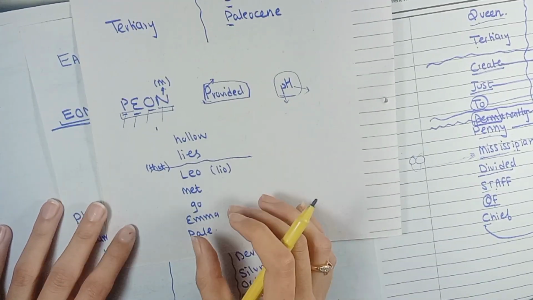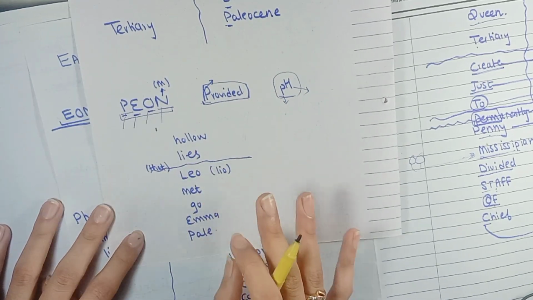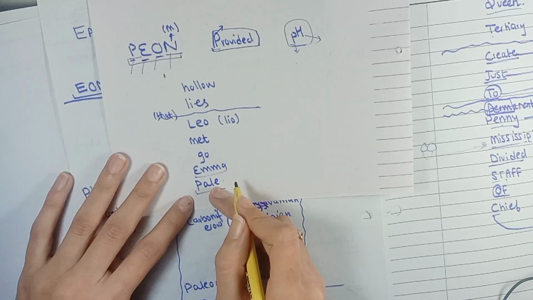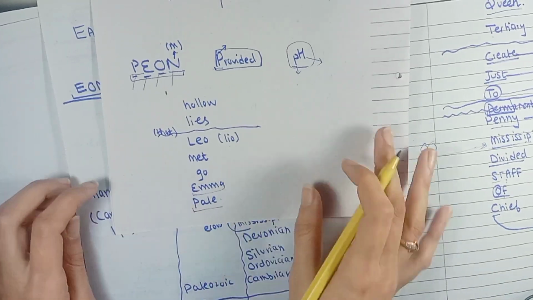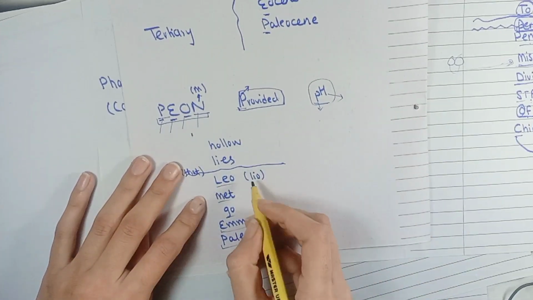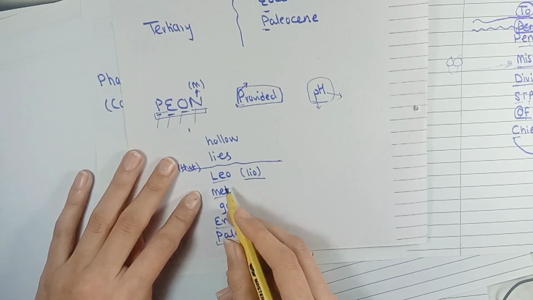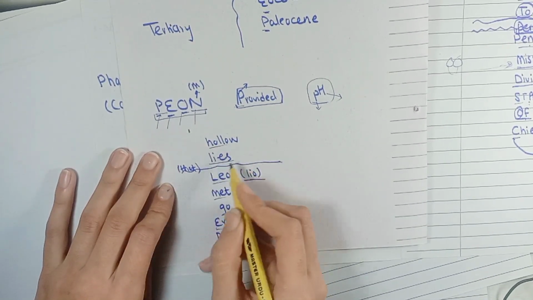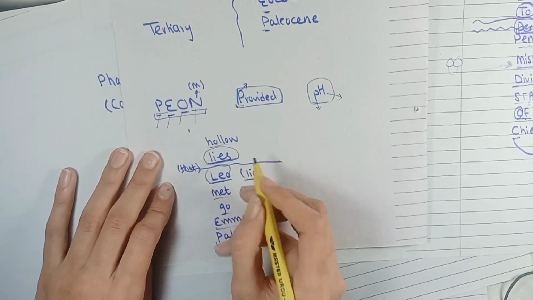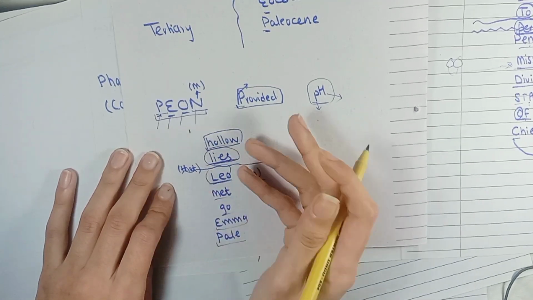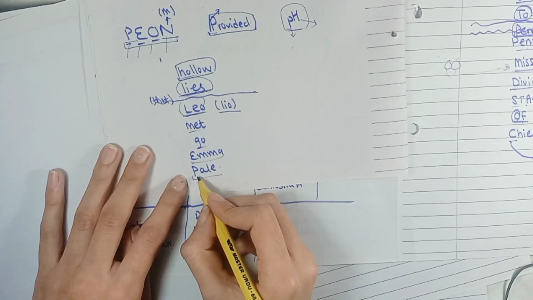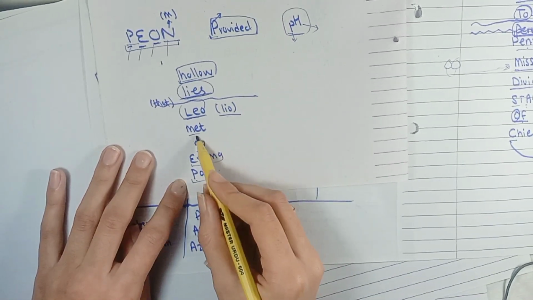Then there is another line, if you want to learn it, you can learn it. So we will start from here, that is Pale Emma. Emma is a girl who has a pale complexion. So pale Emma go met Leo. The Leo means lion. So pale Emma go met Leo, that lies hollow. Means that lion is lying, that is, he is lying. Lies are always hollow. So pale Emma, she go met Leo.